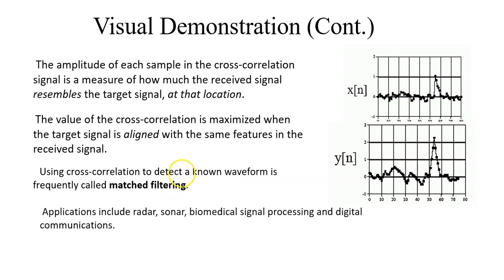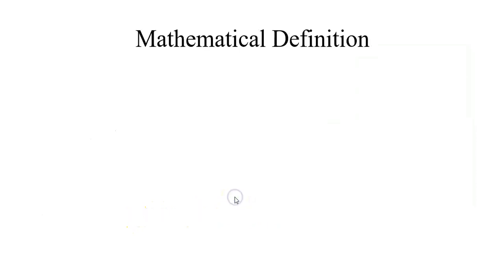Applications include radar, sonar, biomedical signal processing, and digital communications. These are applications of using the cross correlation.